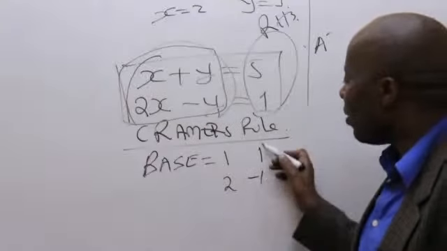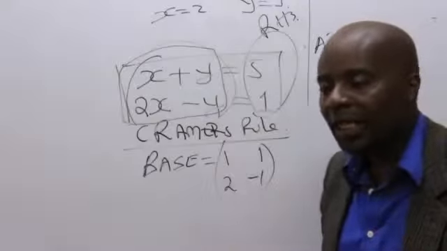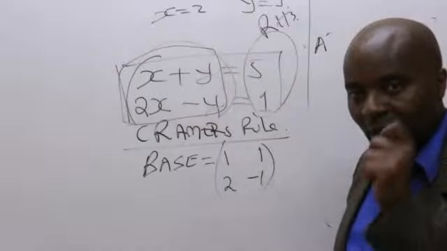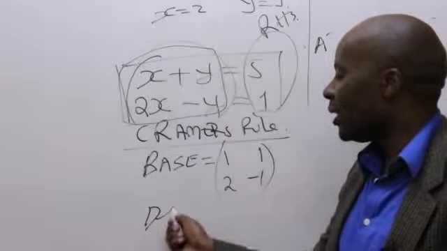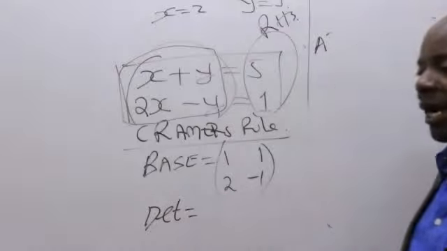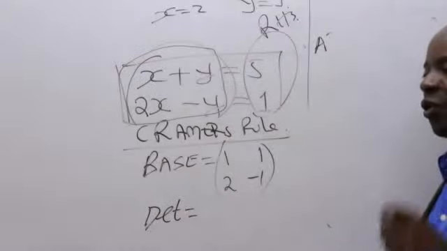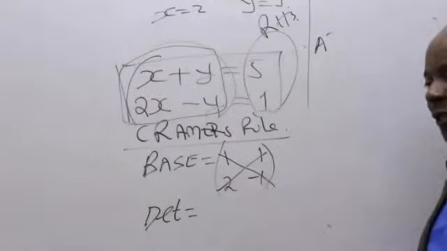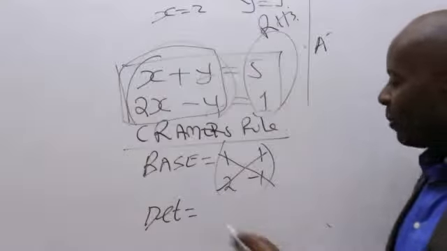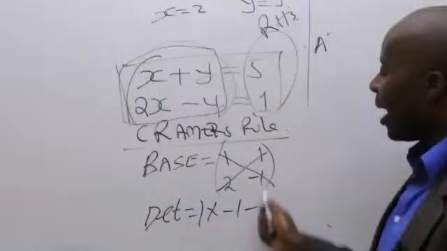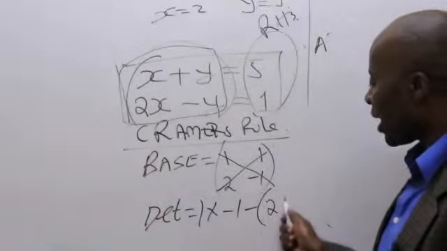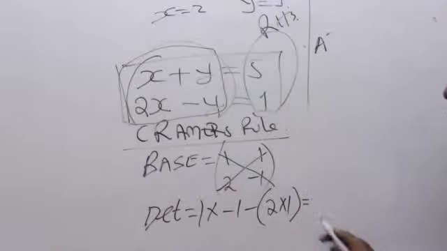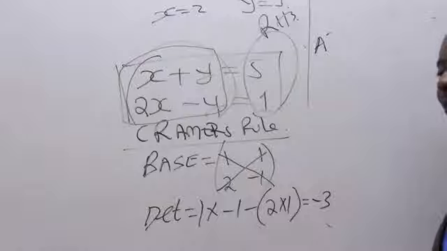Now, ladies and gentlemen, the moment I've been able to define my base like that, I will go straight away to the next step, which is the one of ascertaining the determinant. So go ahead and give me the determinant. Remember, determinant is product of primary minus product of secondary. So 1 times minus 1, minus product of secondary. Secondary, I can see it is 2 times 1, which, if I remember very well, had given me a figure of minus 3.